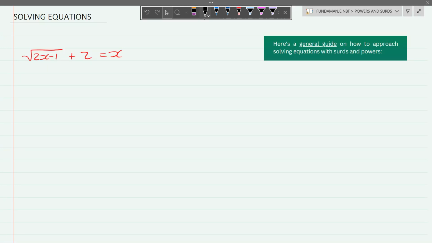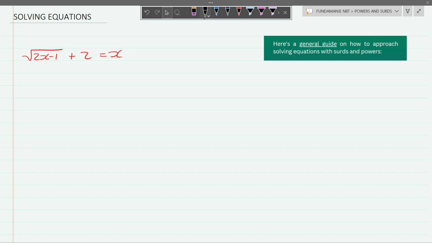Hi, in this lesson we want to talk about solving equations. This is related to the topics we've done previously, and we just want to practice how to apply these principles. So here we have a surd, or a radical, or the square root of 2x minus 1, plus 2 is equal to x. We want to solve this equation.